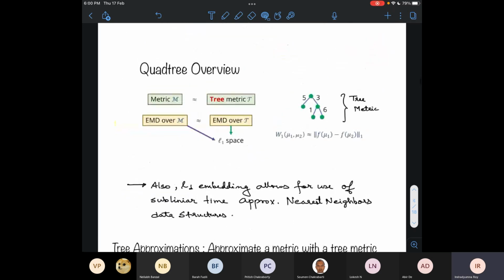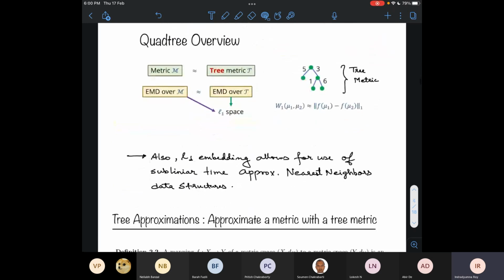Okay, so like I said, we have this initial metric M, which is the underlying metric over which the EMD is defined. So in the image setup, it would be the R3 space, let's say over L2. And we are embedding this metric into this.